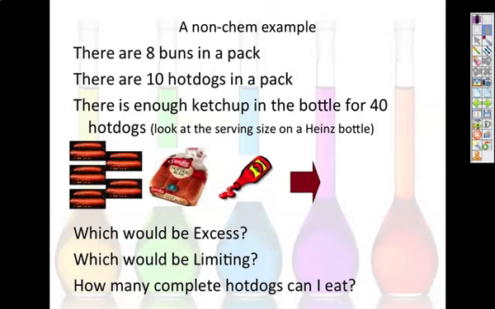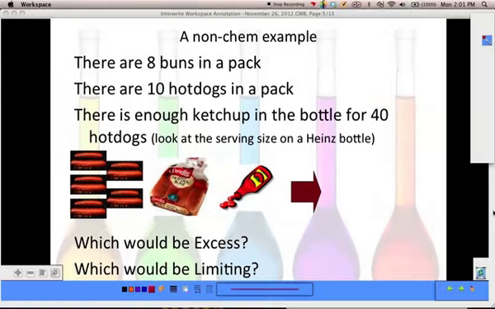Ketchup, yeah, there's going to be a lot of ketchup left over. Is there going to be anything else in excess? Something not used up? Yeah, the hot dogs. There's going to be 2 extra hot dogs left over. So, which one is limiting? The buns. Yeah, the buns are limiting the amount of product I can get. What's the maximum amount of hot dogs that we could theoretically make and eat? 8, yeah. Because of the amount of buns.